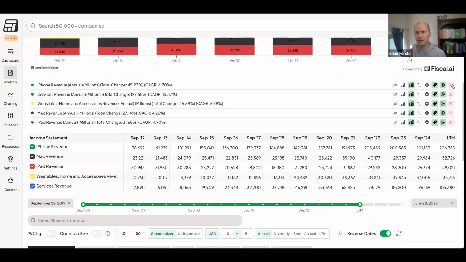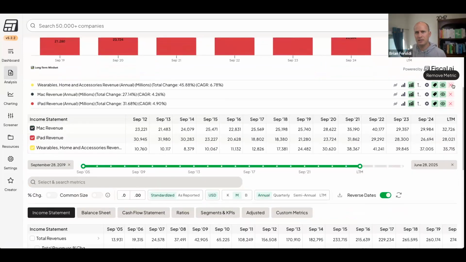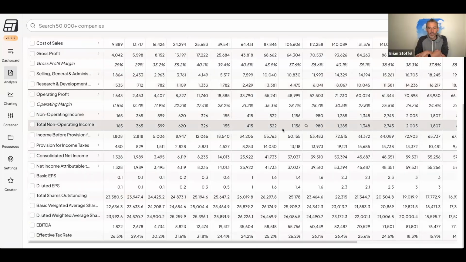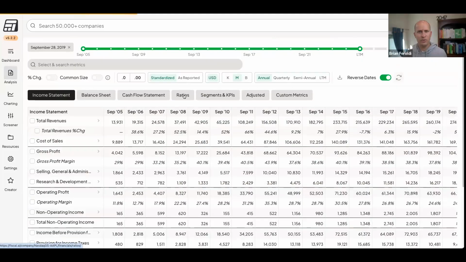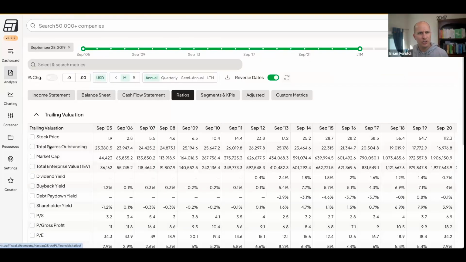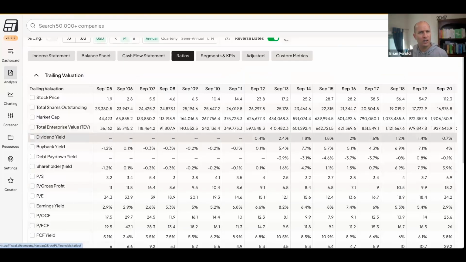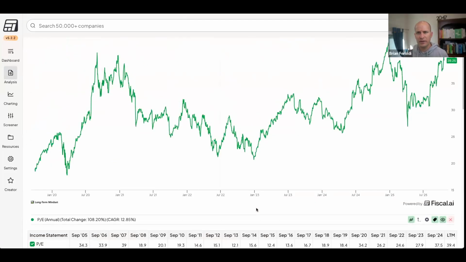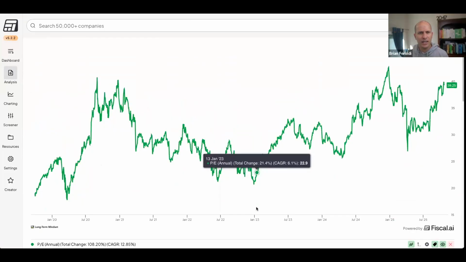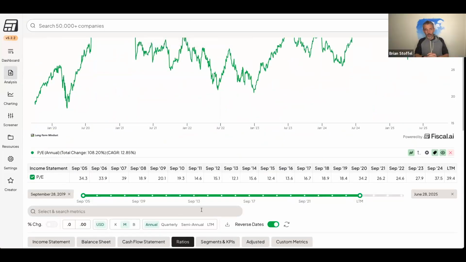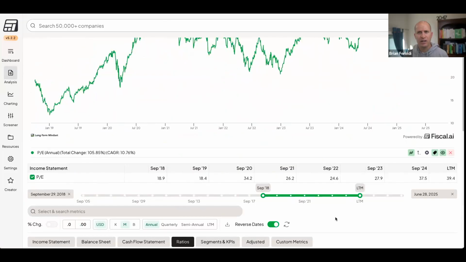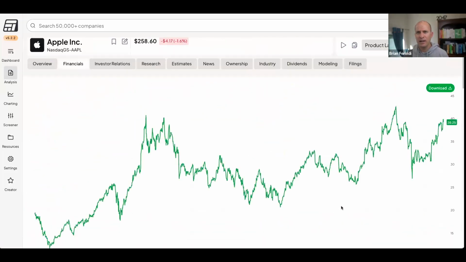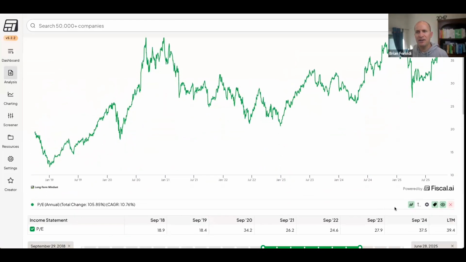Okay, so let me close out these. I always find this very interesting. We'll go to ratios, and then we have the trailing ratios here. So we're going to go to price to earnings, PE, first. This is trailing price to earnings. Here it is over about 5 years. There's the 5-year PE.